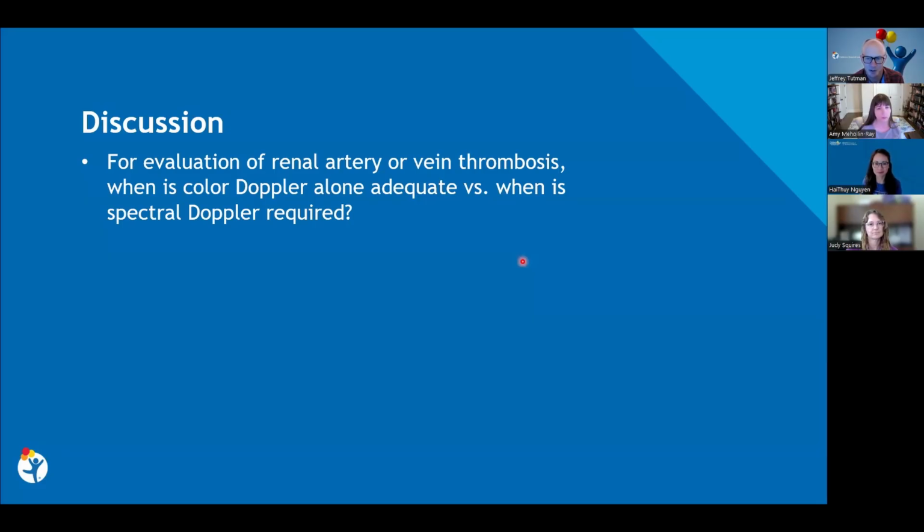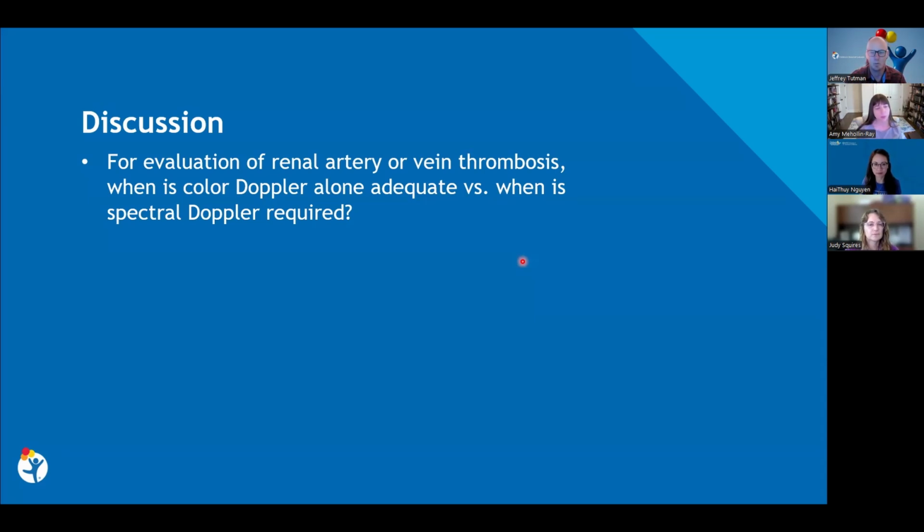Just putting color on the main renal vein, I agree, I don't think is necessarily adequate, especially for those smaller intrarenal branch vessels. I totally agree. Looking at the spectral waveforms in the arteries is helpful in those cases. So I usually err more on the side of doing spectral Doppler, but like we've been talking about, it's always the balance of time and cost and diagnostic yield for those type of things.